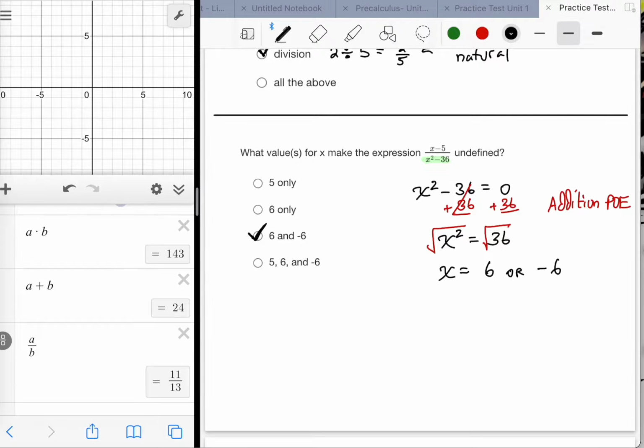All right. Will we definitely have to know this for the test? Absolutely. Yeah, the only difference would be instead of a 36 on the bottom, it might be a 49. But it's going to be the same structure, same idea.